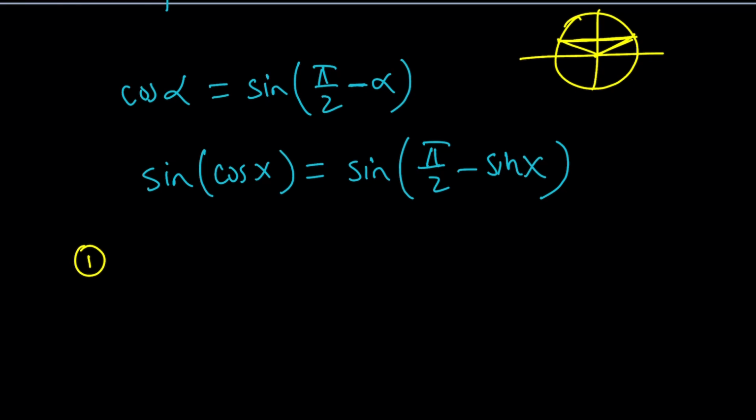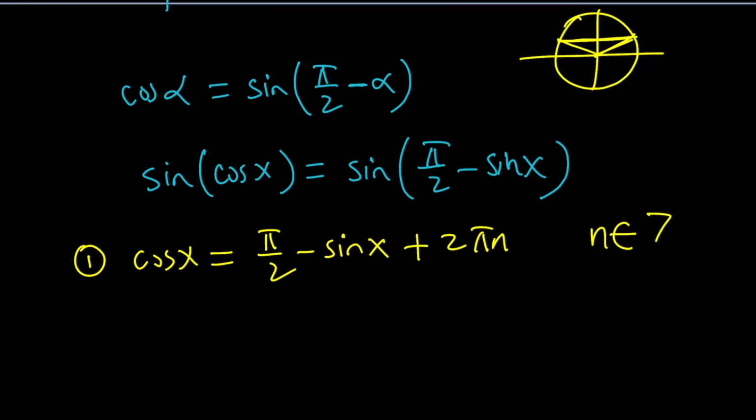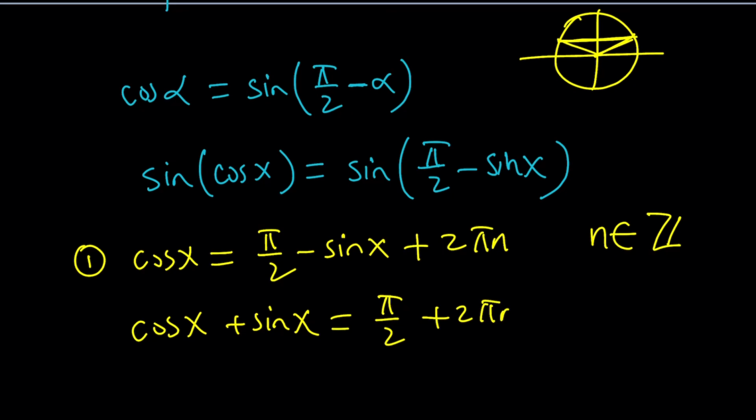Case 1, cosine x is going to be pi over 2 minus sine x. And of course, I need to add multiples of 2 pi. Let's just add 2 pi n, where n is an integer. And at this point, it makes sense to put all the sines and cosines on the same side. So let's go ahead and add sine x. And then this kind of gives us the sum of these two things. Obviously, you can square both sides, so on and so forth. There's other things you can do too.